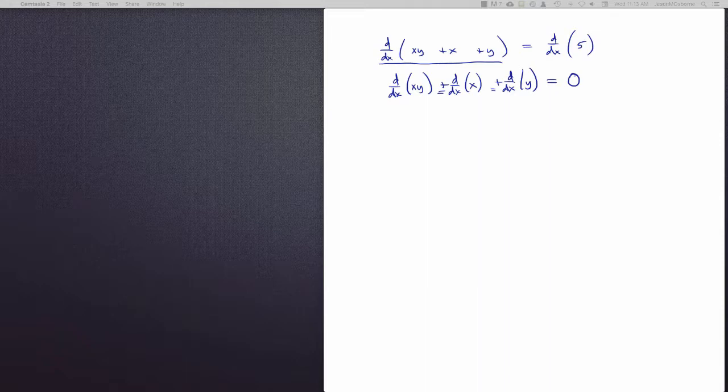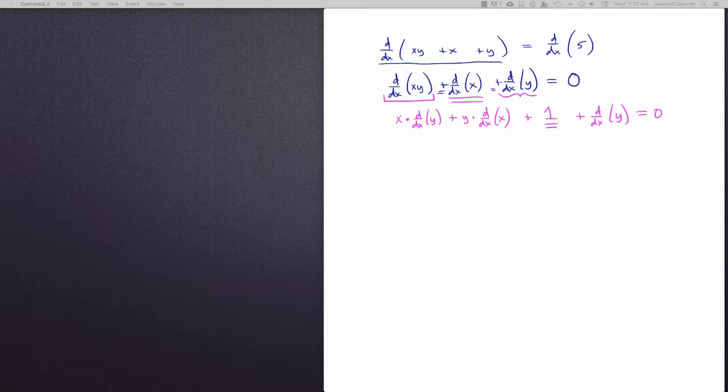Okay. This derivative right here, the derivative of x times y, happens to be two things being multiplied, x times y. So its derivative is the first times the derivative of the second plus the second times the derivative of the first. Okay, the derivative of x is equal to 1, and the derivative with respect to x of y, we need to ask what that is.